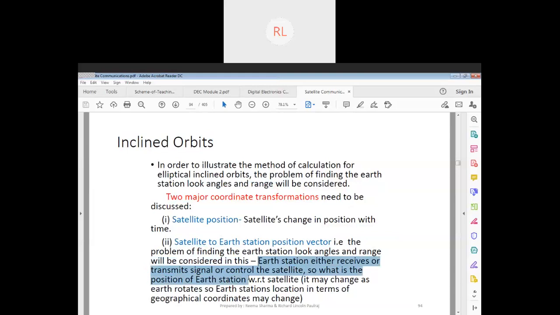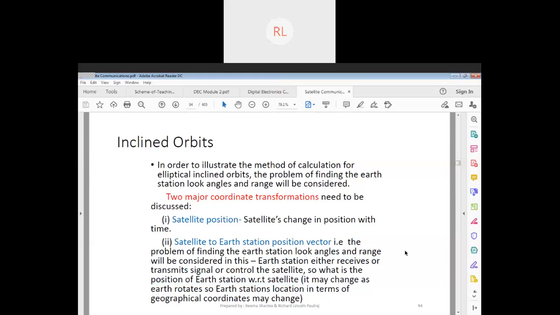And then the second one is the satellite to Earth station position vector. So how is it positioned relative to the base station or the Earth station? Now, this is nothing but your observatory stations, or the control stations that we have on planet Earth. From here, we will actually send the satellite and we will control them. And this control mechanism is in our base stations.